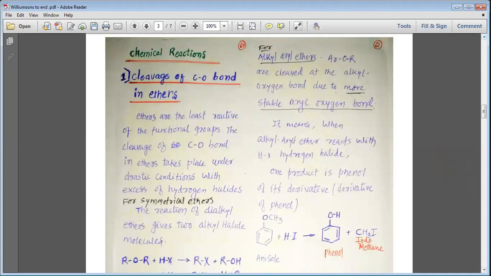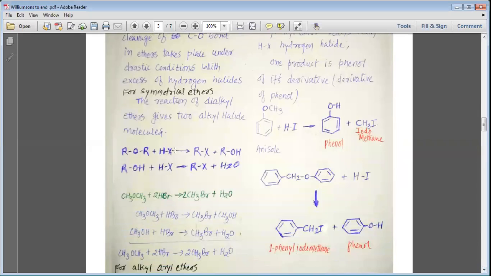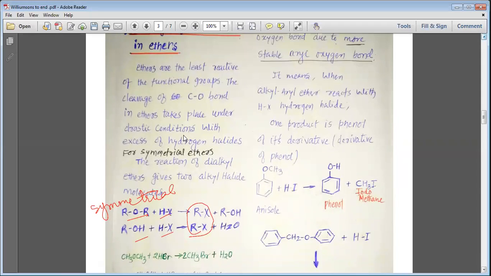Then, my dear students, the cleavage. When it comes to the cleavage, we can see that cleavage takes place when the ether reacts with the hydrogen halide. So if the symmetrical ether is there, then the symmetrical ether will give us the two same alkyl halide. But if the ether is not symmetrical, we will study it today.